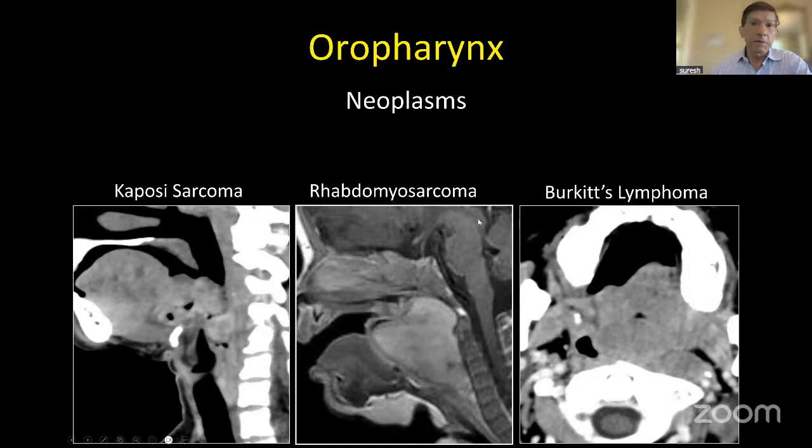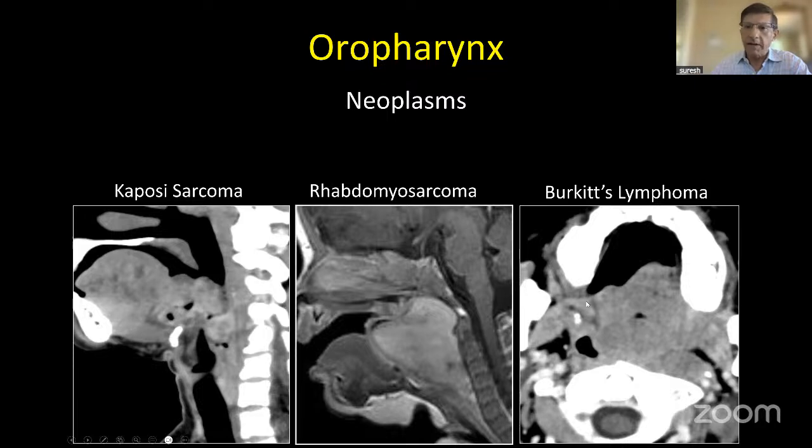Now, there are other tumors that can involve the oropharynx. This is an example of Kaposi sarcoma. This is an example of rhabdomyosarcoma. And this is Burkitt's lymphoma. Now, this is Kaposi sarcoma and Burkitt's lymphoma. It's pretty rare to see this in the United States.